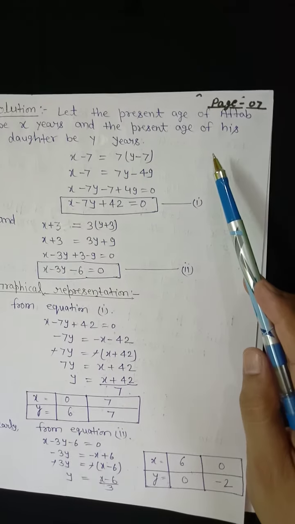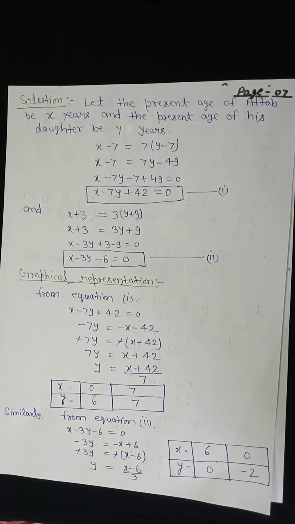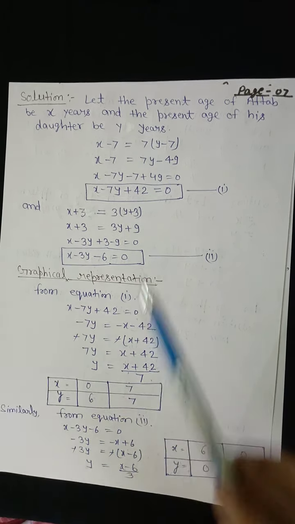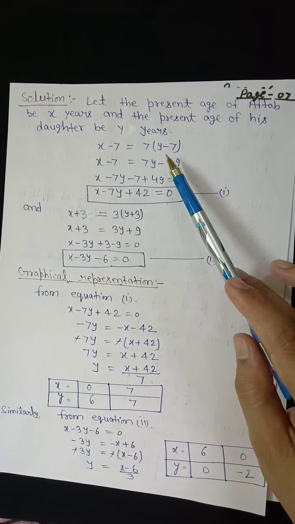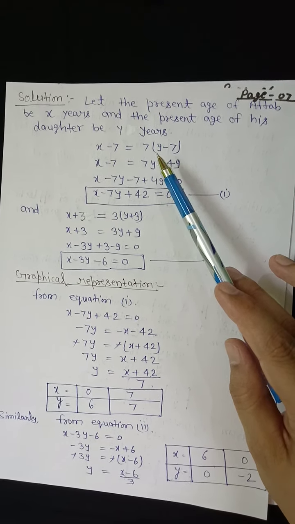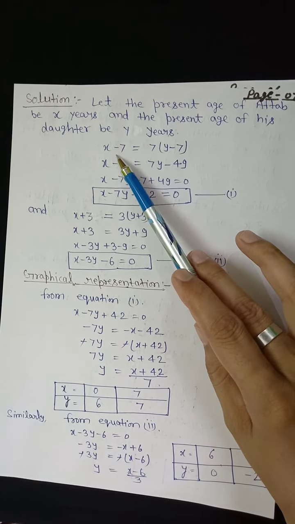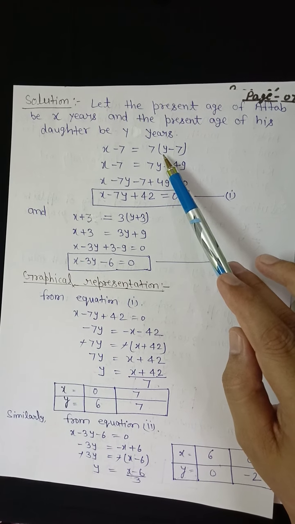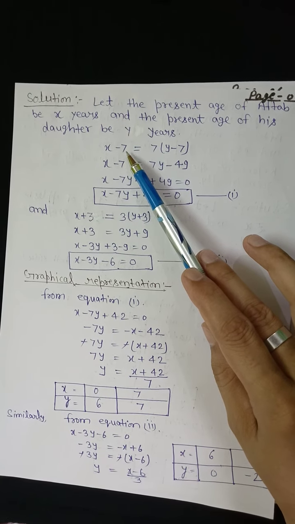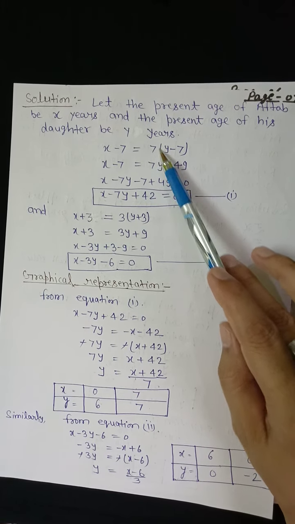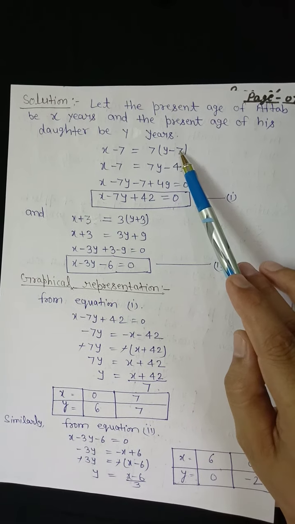Solution of this question is: let the present age of Aftab be x years and the present age of his daughter be y years. Now 7 years ago, that means 7 subtracted from Aftab's age and his daughter's age, that is x minus 7 and y minus 7. Then the condition: Aftab was 7 times his daughter. Therefore, x minus 7 equal to 7 into y minus 7.